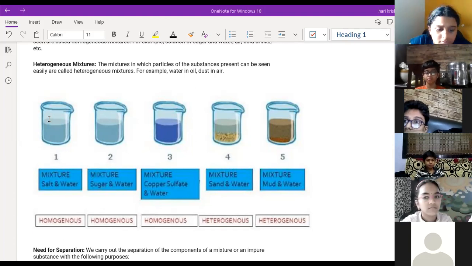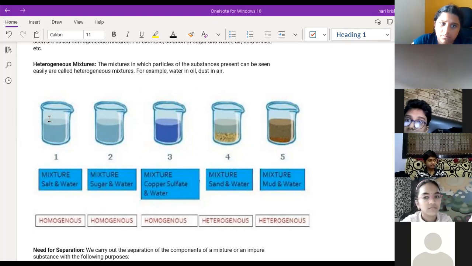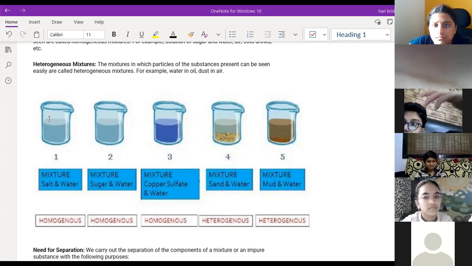Now, heterogeneous means whatever two components are there, they will not mix properly with each other. They will always be in separated phases only. That is heterogeneous.